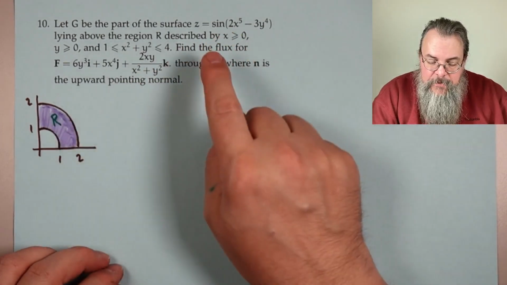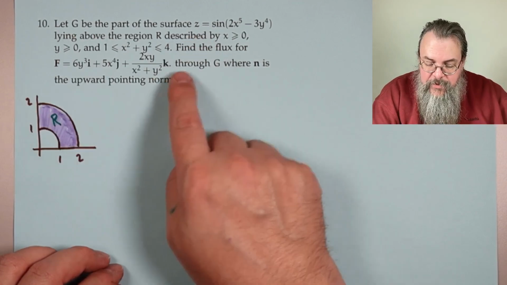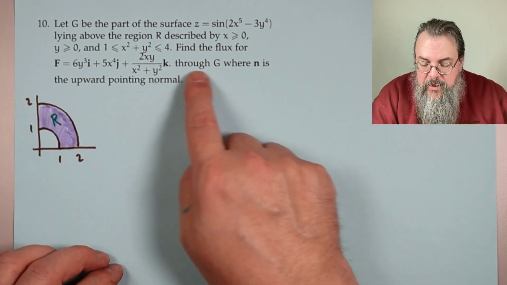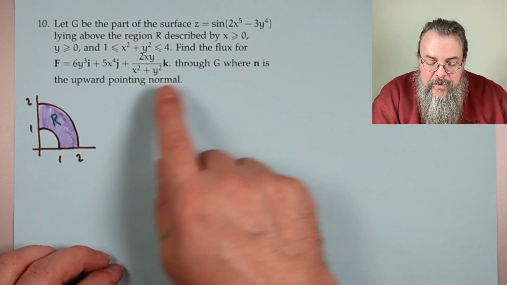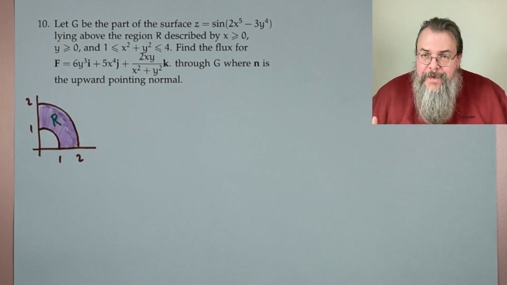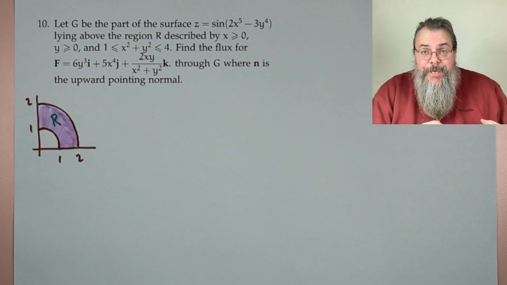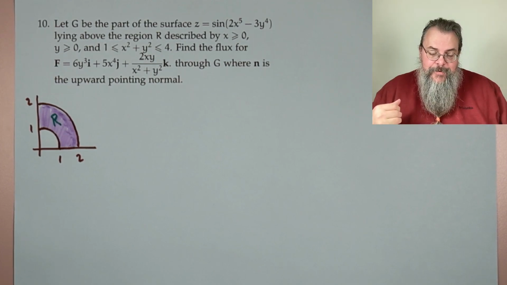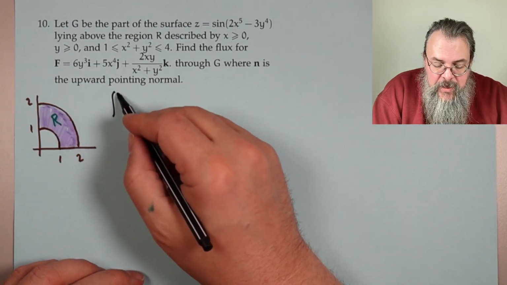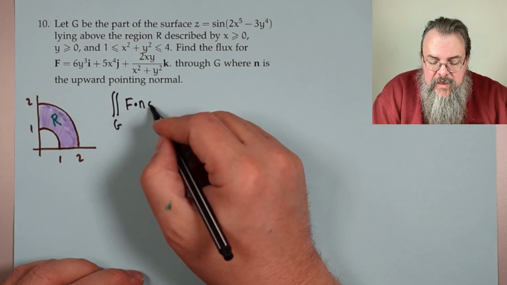So we want to find the flux for F, and it's really going through that surface, and, right, there's an extra period. Okay, through the surface where N is the upward pointing normal. All right, so you might say, wait, N, how does N fit into this? Well, N is an orientation for G. So that's where N fits into this. Okay, so we're asked to find the integral over the surface G of F dot N dS.